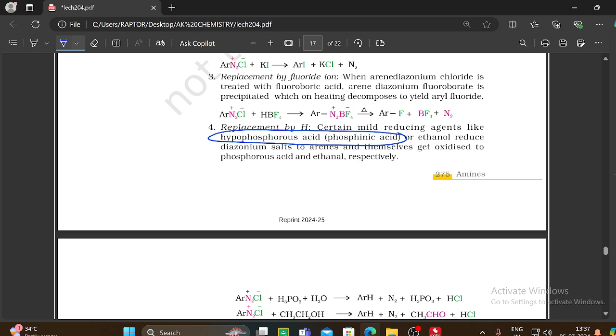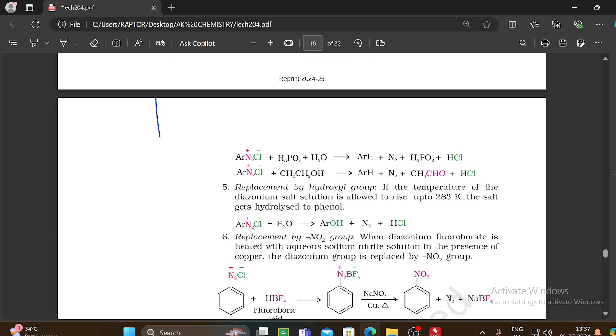296. Okay, note this one, an MCQ. Which of the following is an example of a mild reducing agent? Phosphinic acid or hypophosphorus acid? The formula is H3PO2.